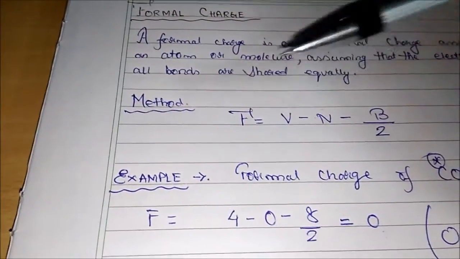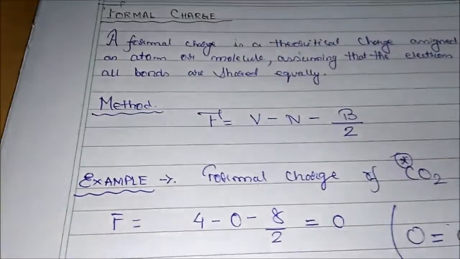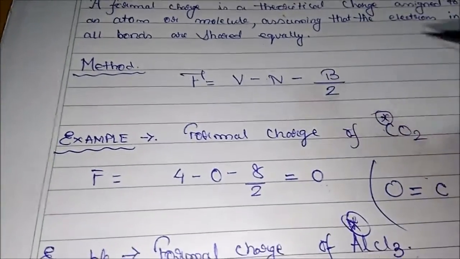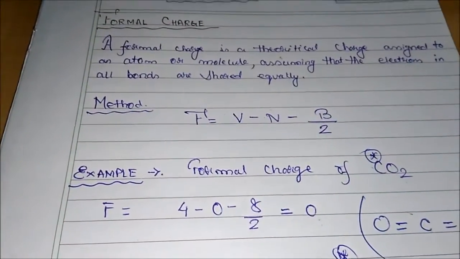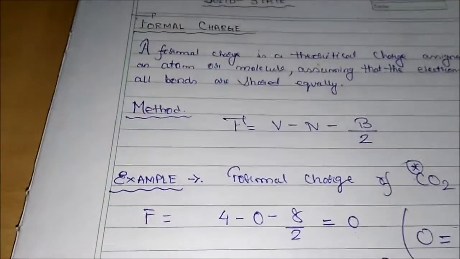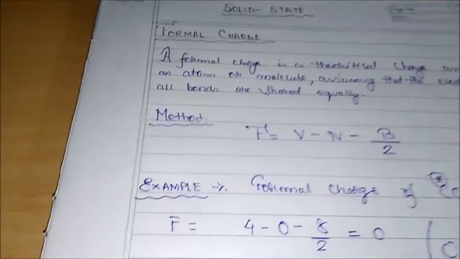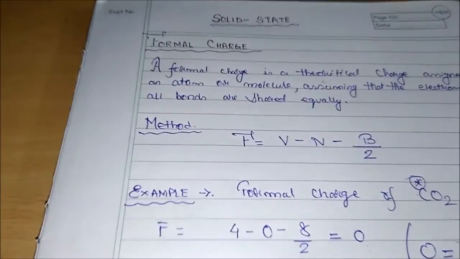What happens if formal charge is positive? If formal charge is positive, that means the given atom has lost electrons. A positive charge has been developed. That's the interpretation of the three values of formal charge: 0, positive and negative.